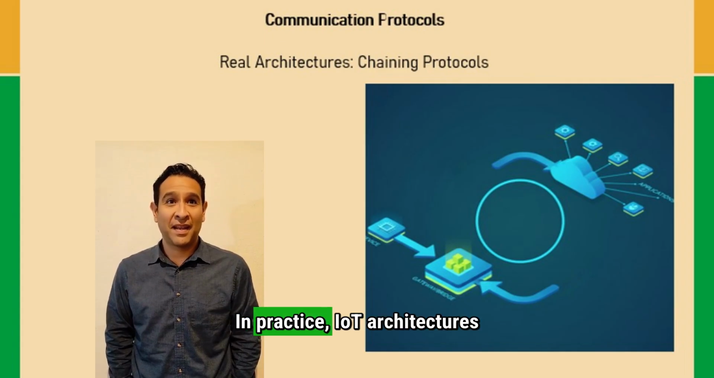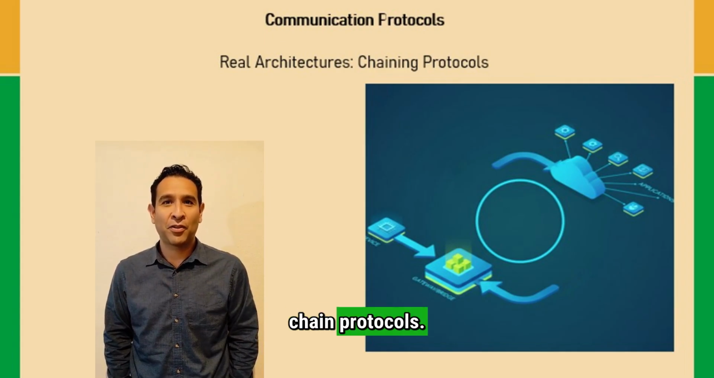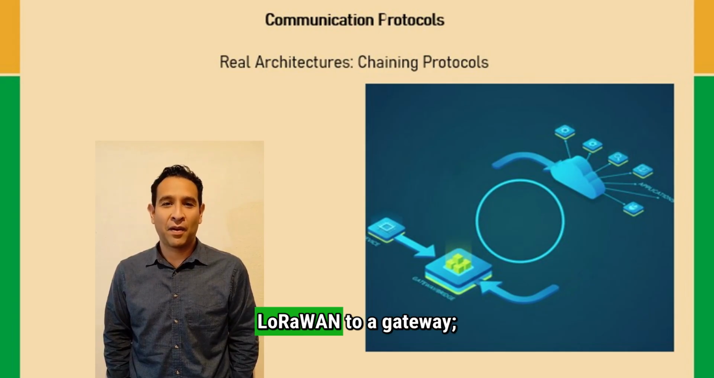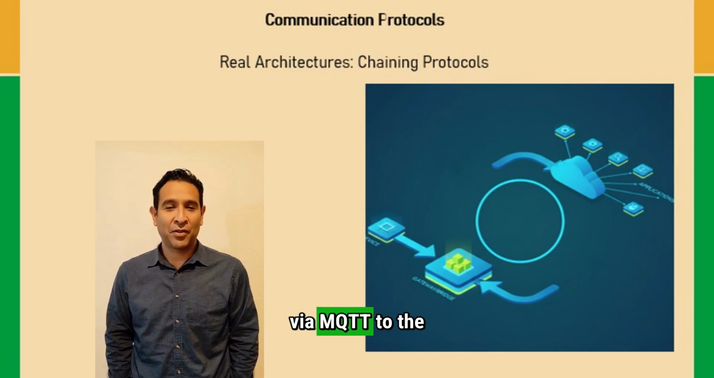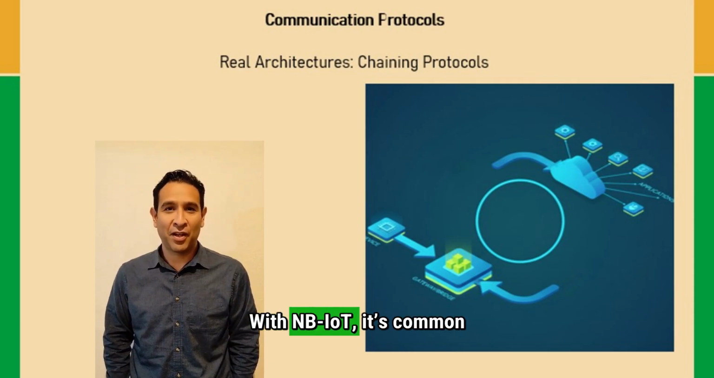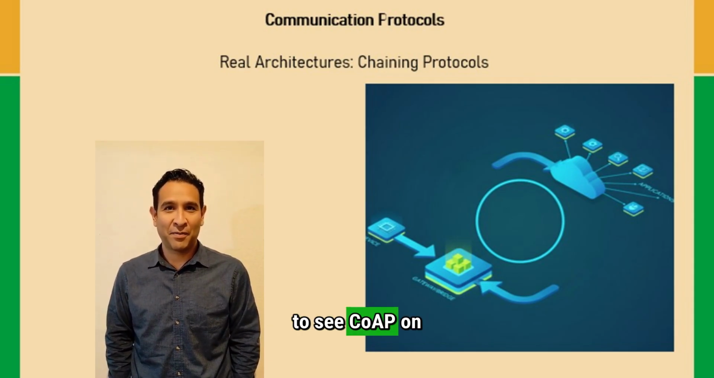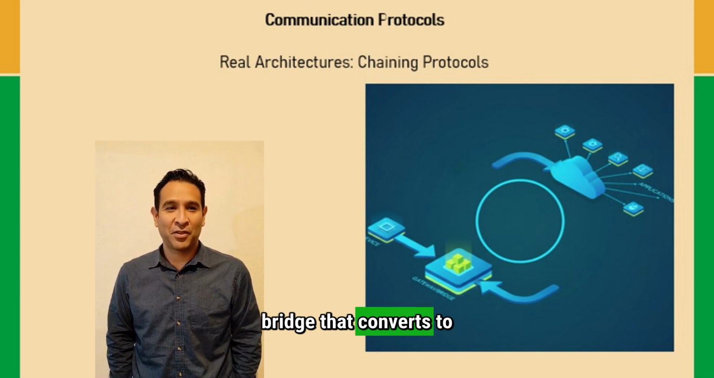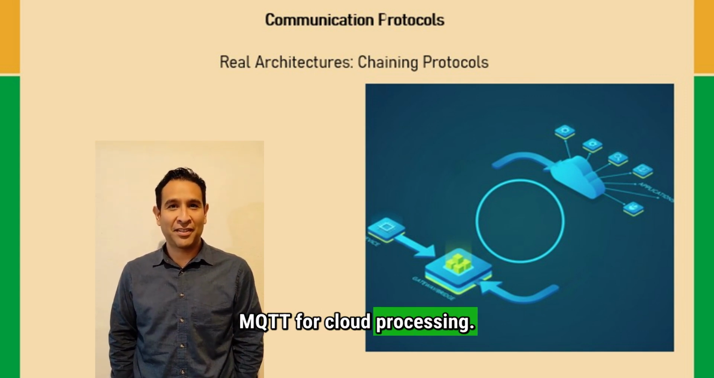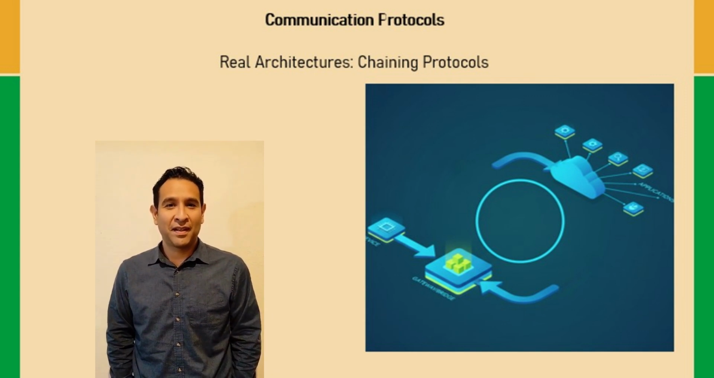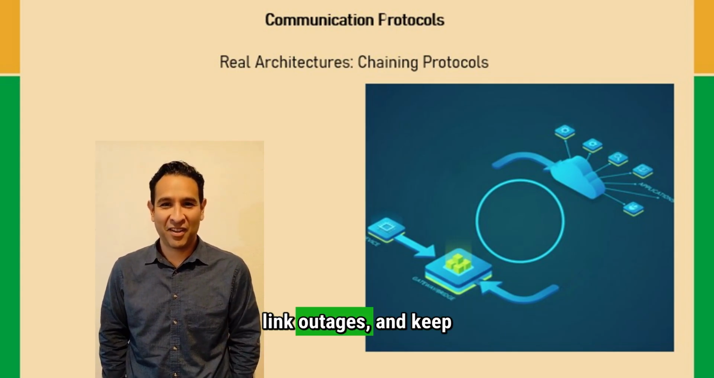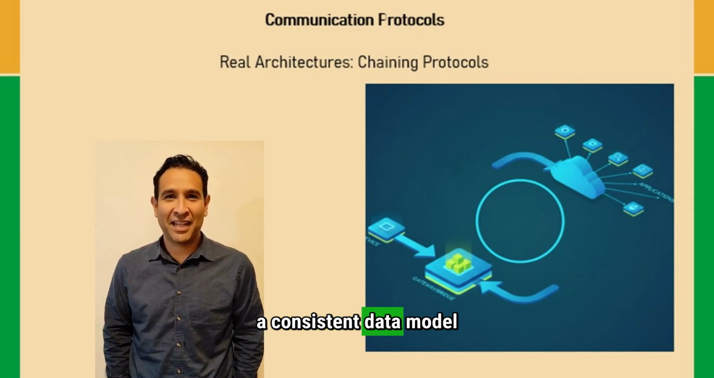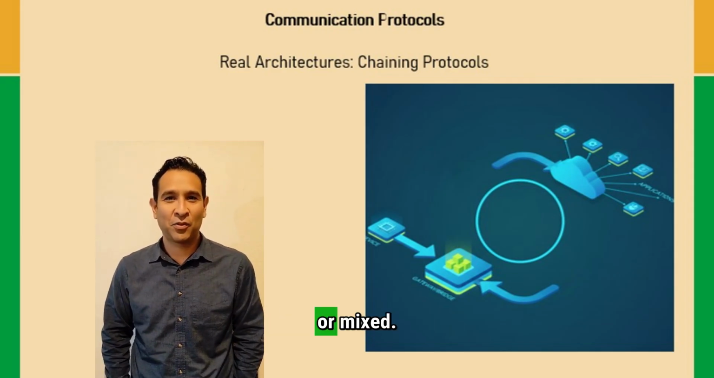In practice, IoT architectures chain protocols. A sensor might speak LoRaWAN to a gateway. The gateway then publishes via MQTT to the cloud. With NB-IoT, it's common to see CoAP on the device and a bridge that converts to MQTT for cloud processing. These bridges are critical. They must ensure end-to-end security, provide buffering during link outages, and keep a consistent data model so nothing is lost or mixed.